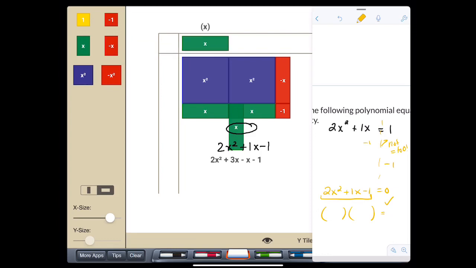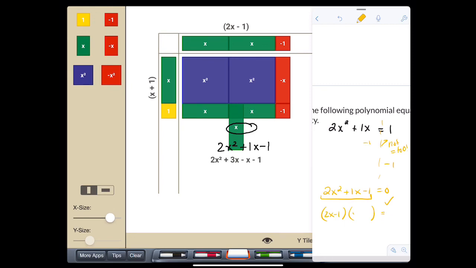So getting the dimensions of this rectangle, I'm going to use the tiles to do that. This is a long tile, which is a length of x, and this is a negative tile. So then this would be an x there, and then this would have to be a positive. So over here, we've actually factored it then. So the factors are 2x minus 1 and x plus 1, and that equals 0.